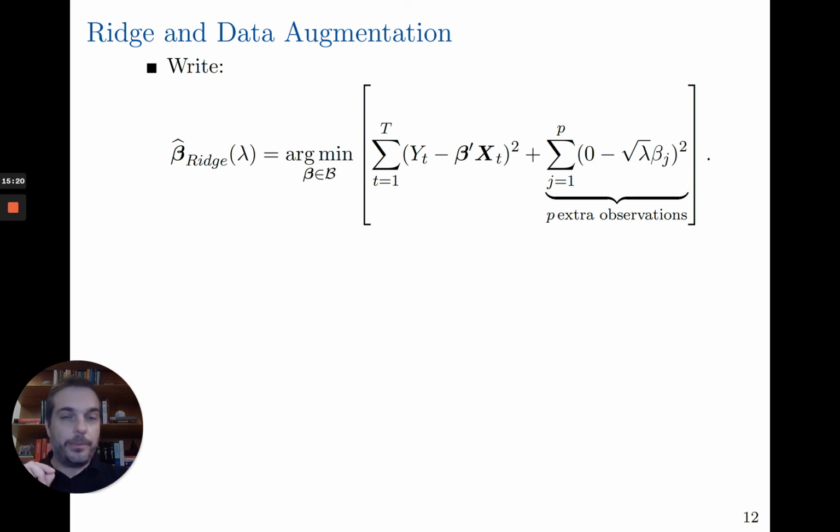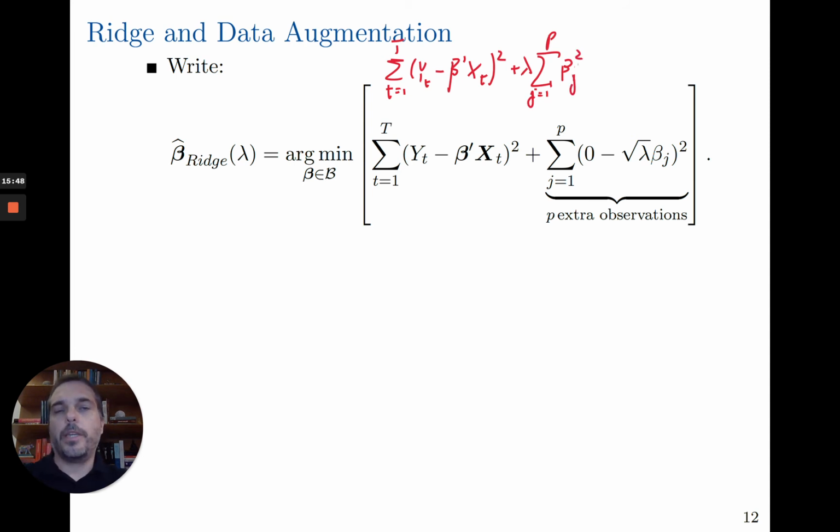So take the ridge. Again, what's the ridge estimator? Let me write it here again. It's the sum from t equal 1 to T of (y_t minus beta x_t) squared, plus lambda times the sum from j equal 1 to p of beta_j squared. All fine, right?